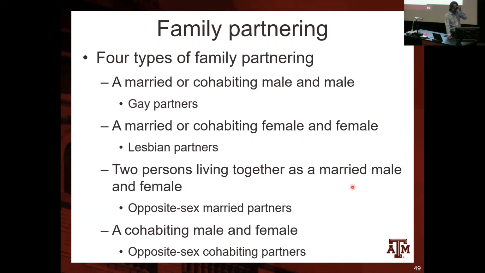Based on data from surveys, and more specifically from the American Community Survey, we can divide families in the US into these 4 types, depending on how the couples are.